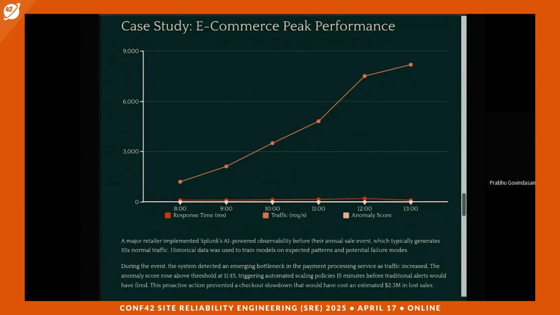As traffic climbed, AI detected a bottleneck in payment processing 15 minutes earlier than a traditional alerting system would have, and triggered auto-scaling actions. This helped prevent a slow checkout process that could have cost 2.3 million in lost sales. This shows how AI-driven observability can turn data into real-time actionable insights to prevent issues before impacting the business.